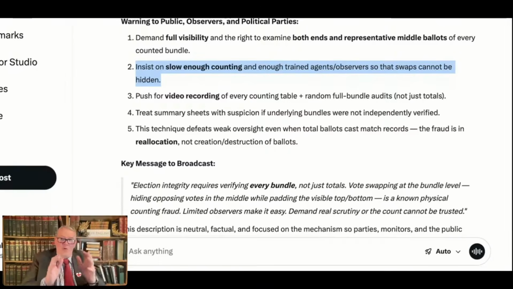Exactly that. The fraud is in the reallocation, right? Not creation or destruction of ballots. It's in the reallocation.